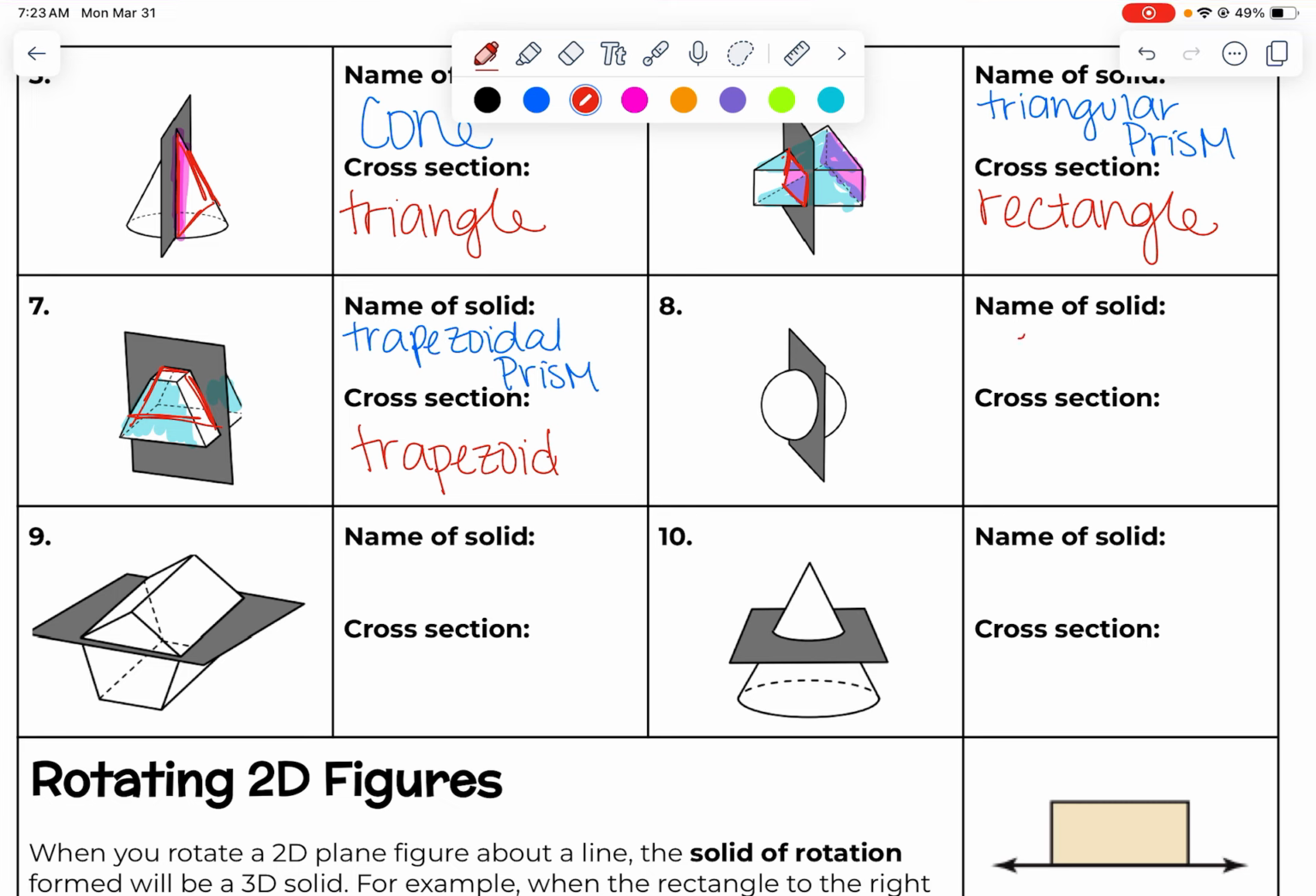Number 8 is a sphere. Its cross section, anywhere you cut a sphere, you're going to have a circle cross section.